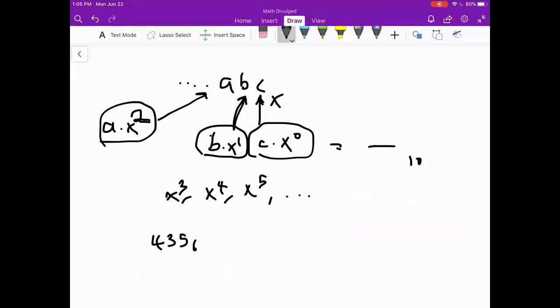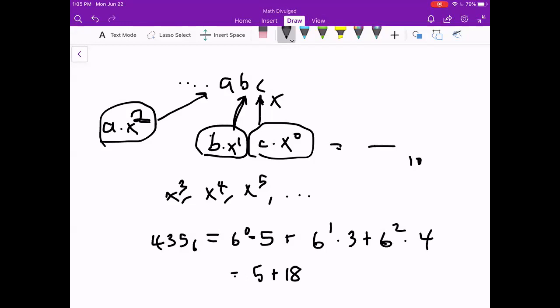So, back to what I was saying. We have 435 in base 6. Basically, this is equal to 6 to the 0 times 5 plus 6 to the 1 times 3 plus 6 squared times 4. This number is equal to 5 plus 18 plus 36 times 4, which is 144. This is equal to 167, I think. So that's how we convert a number from base 6 to base 10, as long as we stay consistent with this format of using base X to the 0, X to the 1, and so on as we move to the left.